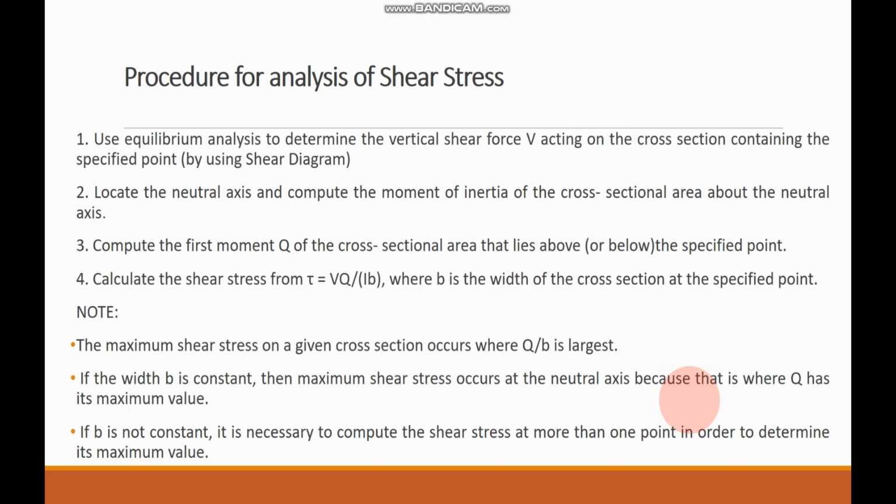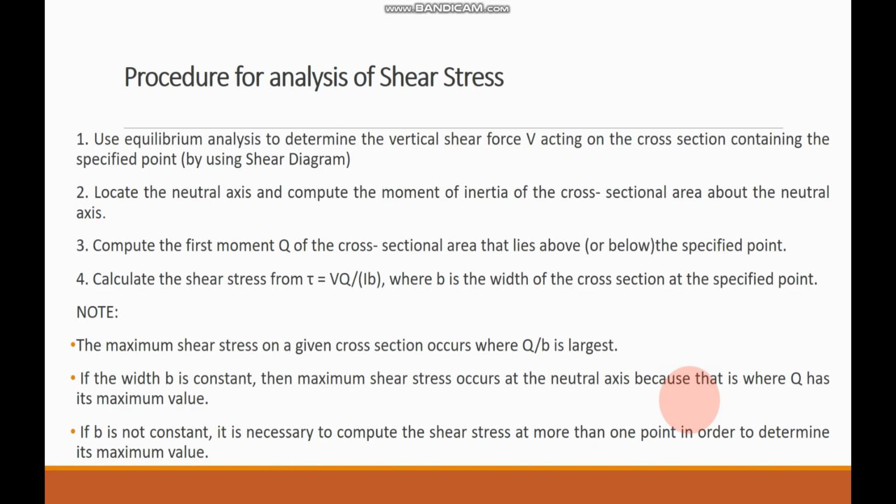So we have here the procedure for analysis of shear stress. The first step is to use equilibrium analysis to determine the vertical shear force acting on the cross-section containing the specified point by drawing the shear diagram. So next is to locate the neutral axis and compute the moment of inertia of the cross-sectional area about the neutral axis, especially if the moment of inertia is not given in the properties of the cross-section. The third one is to compute the first moment of the cross-sectional area that lies above or below the specified point.